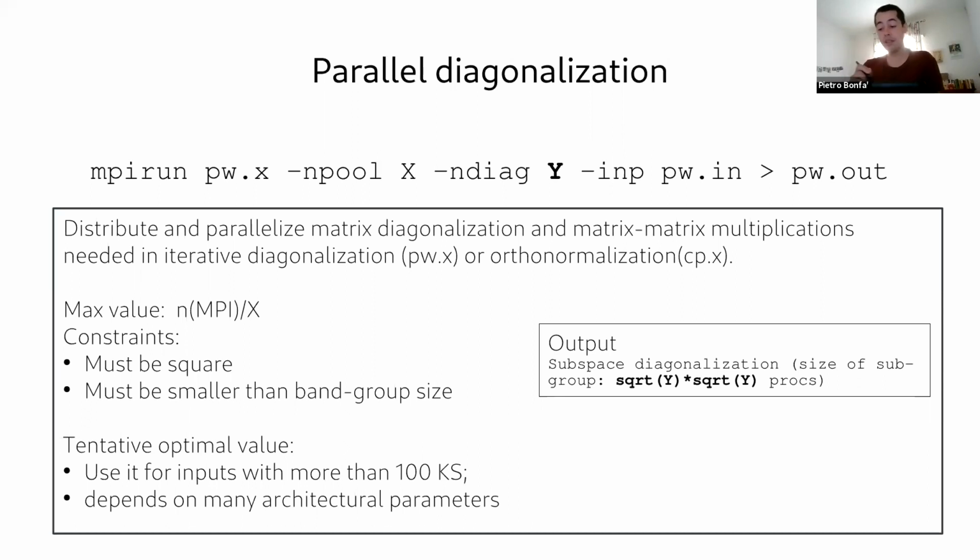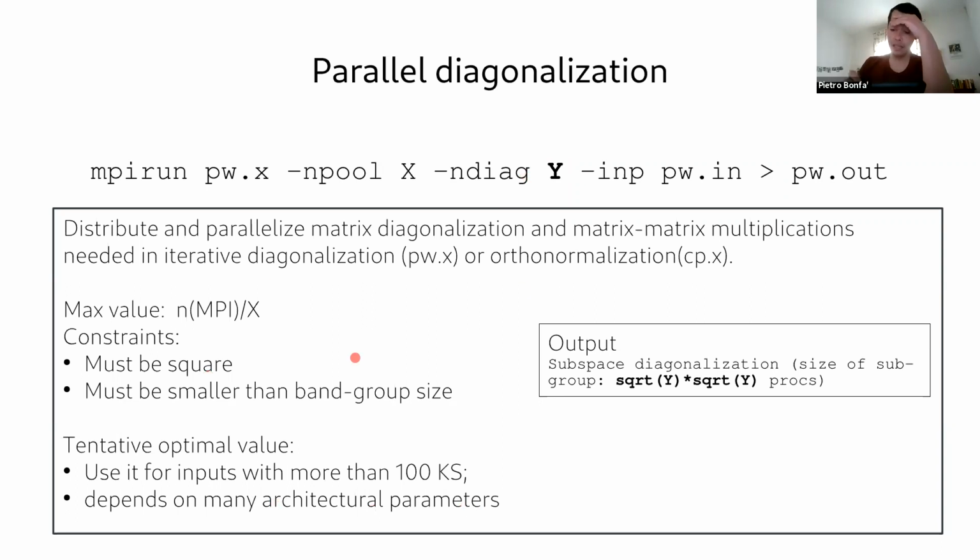So the diagonalization, for example, in iterative diagonalization, in Davidson iterative diagonalization, but that's not the only case. But in Davidson, the most common, you have to do it in parallel when we are dealing with large systems. And I would say, let's say more than 100 Kohn-Sham states, order of magnitude. That really depends on the hardware. So it's not so easy to give an advice on this.